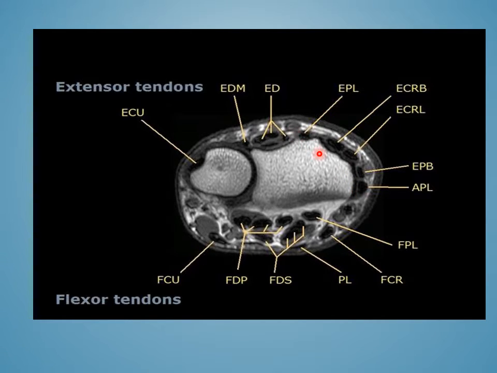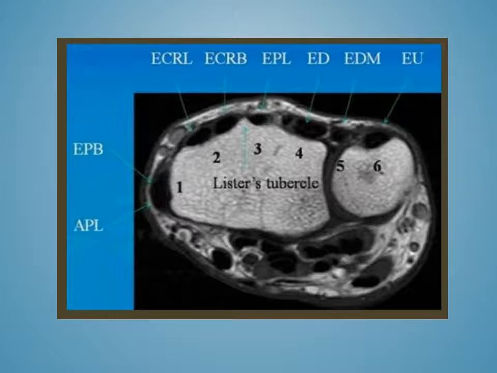Then moving to the medial aspect after the third compartment is the fourth compartment, which contains the extensor digitorum, and the fifth compartment, which contains the extensor digiti minimi, which is located above the radio-ulnar joint, and the sixth compartment contains the extensor carpi ulnaris.